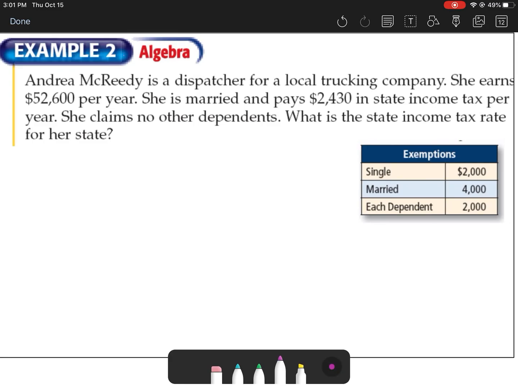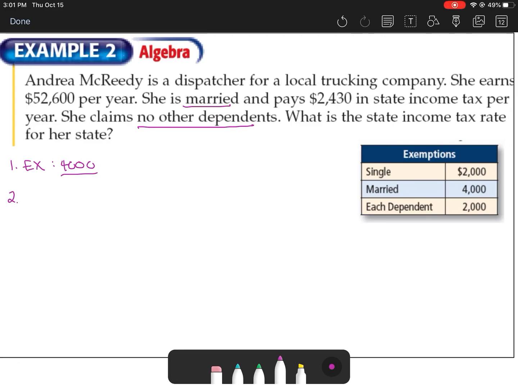Okay, so this one's asking me something a little bit different. They're not actually asking me for her state income tax. They want to know what is the rate. So I'm going to just follow the same steps. So the first thing I'm going to do is my exemptions. Okay, well, let's look. Married and no dependents. So married for 4,000. There's no dependents, so nothing to add, so just $4,000 there.